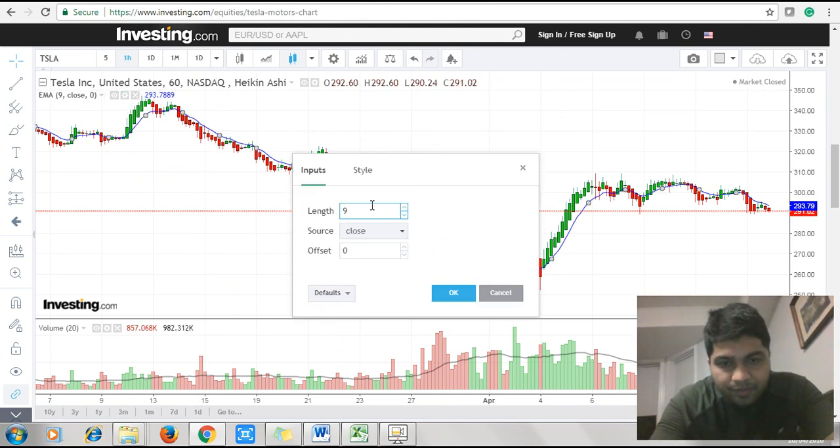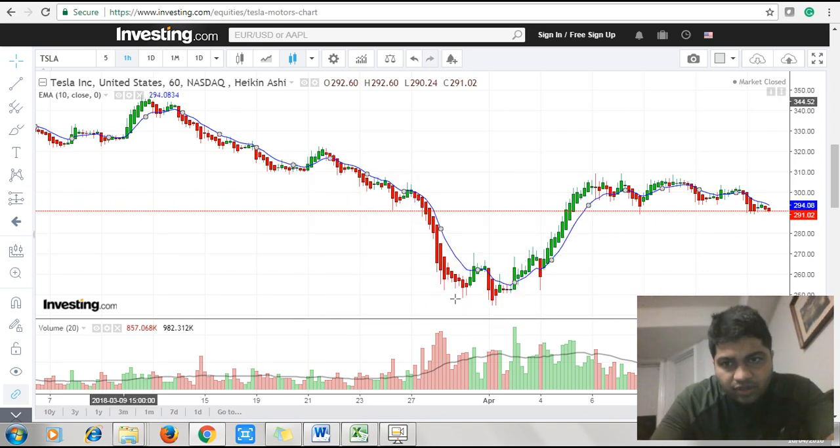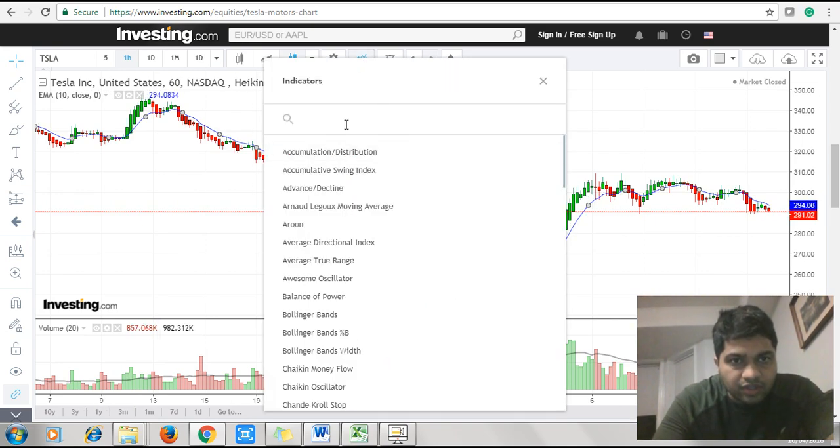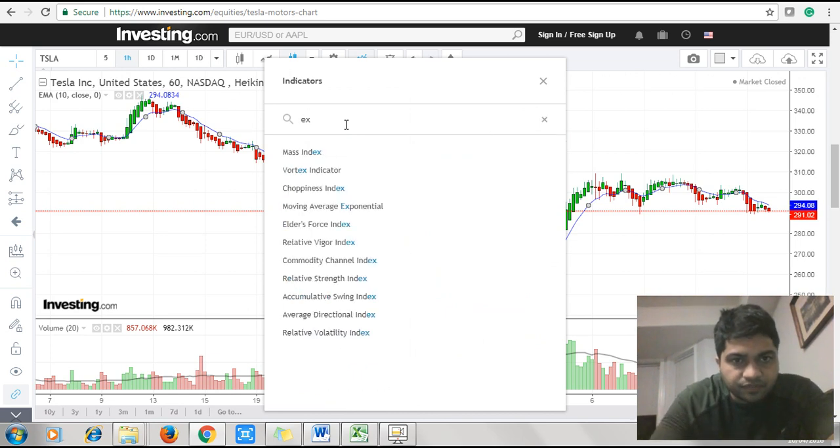It's a 9-period moving average. Let's say I'm doing 20 and 50. So 20 is short term, or let's do 50. Okay, let's do 10 and 50. So 10 is short term. Then I superimpose another exponential moving average.